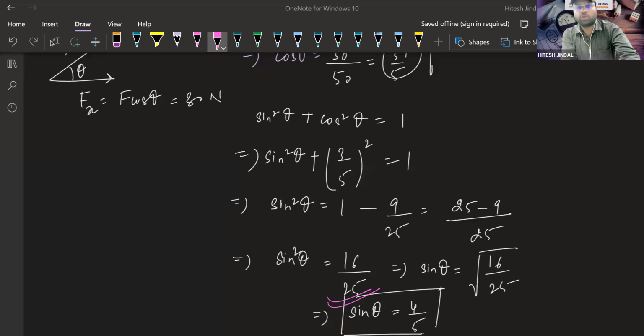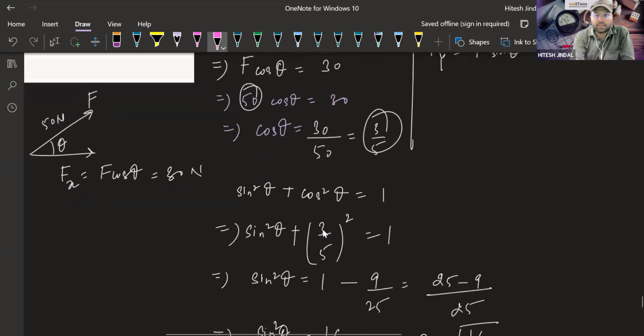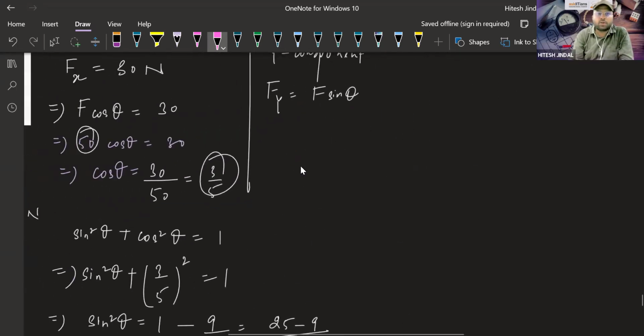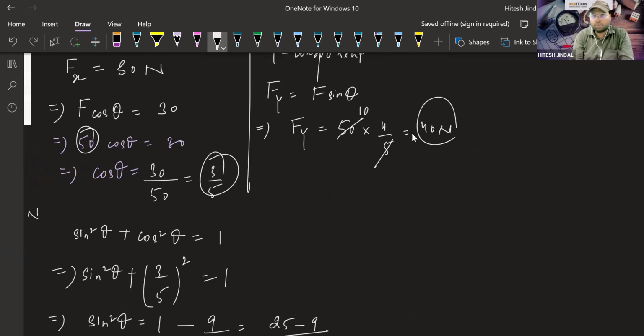Now you see this type of question also comes, right? So we should be able to understand all types of questions from here. Sin theta is 4/5, so what will the y component be? F is 50, sin theta is 4/5, this time it is 40 Newton.